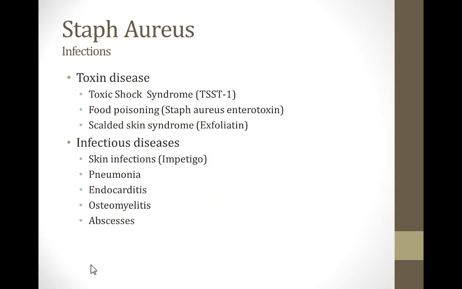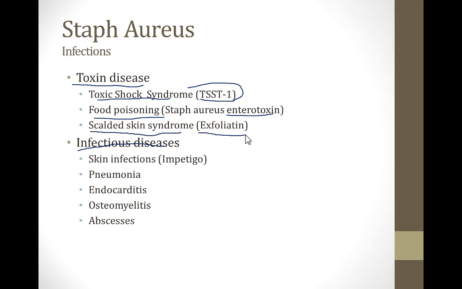Staph aureus can cause a lot of different infections and illnesses, and I've summarized them on this slide based on whether they're caused by a toxin from the bacteria or by infection by the bacteria itself. So the three toxin-related diseases you should know are the toxic shock syndrome, which is caused by Staph aureus secretion of toxic shock syndrome toxin 1. Staph aureus can also cause food poisoning by release of Staph aureus enterotoxin. And finally, it can cause scalded skin syndrome by release of a toxin called exfoliatin.